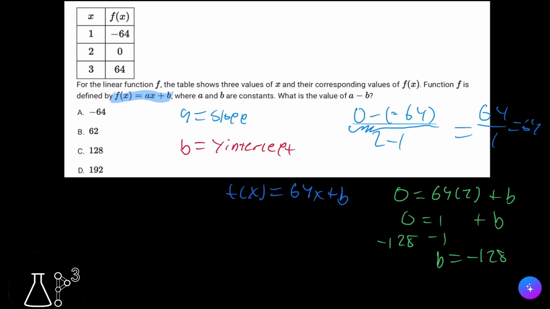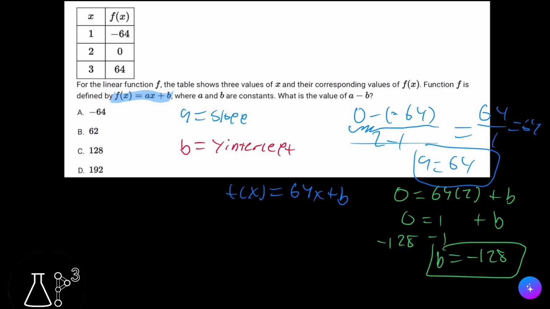So we have both our a and our b value. a equals 64, and b equals negative 128. If I plug that in, I can find the value of a minus b. So our a value is 64, minus our b value of negative 128. Be careful. Remember, when subtracting a negative, it turns positive. So in this case, I have 64 plus 128, which equals 192, and therefore my answer is D. Careful with that.